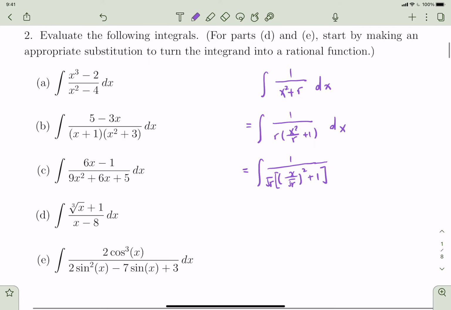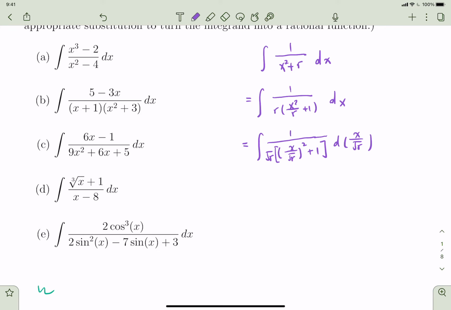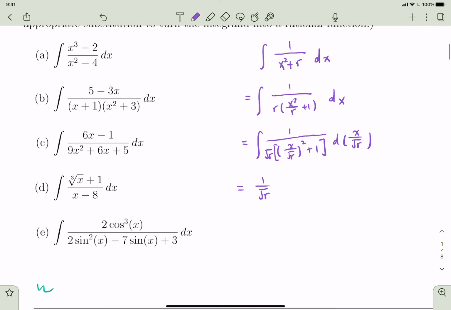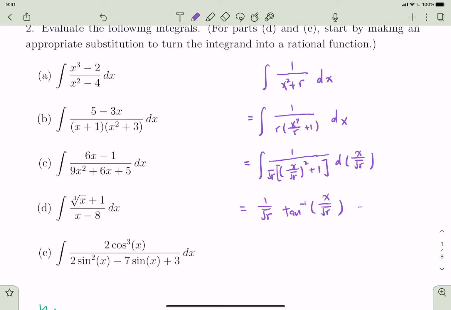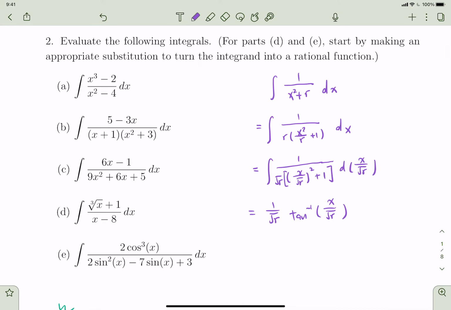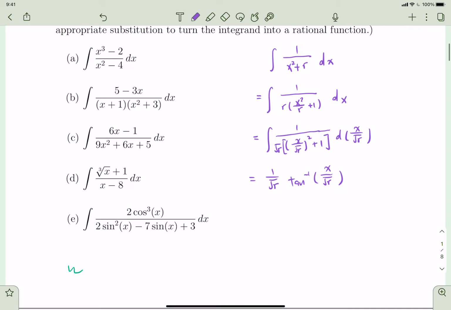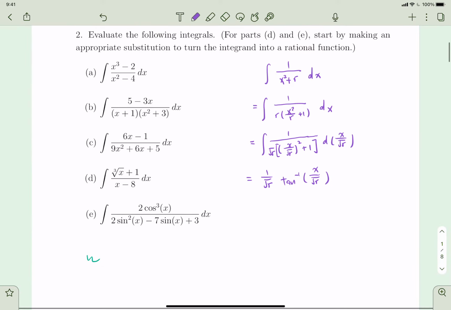So here it becomes x divided by square root of r. So do something like this. Now this becomes 1 over square root of r times tangent inverse of x over square root of r, plus c, of course. Well, plus c is not important. What I want to indicate here is that you will come across something like this very, very often, okay?